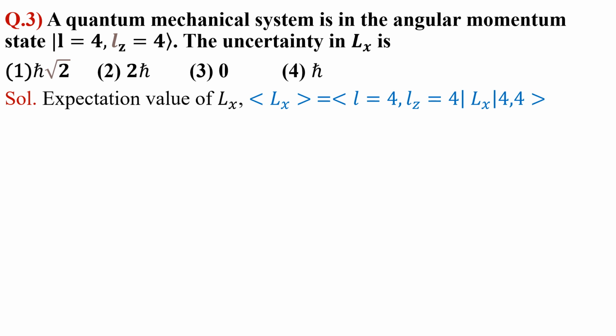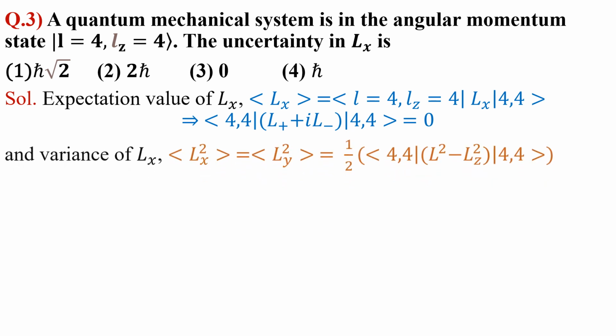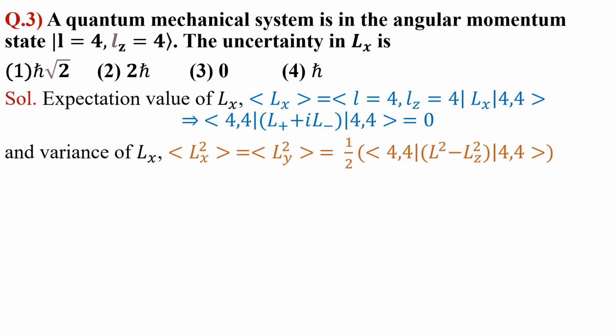The expectation value of Lx in the state L equals 4, Lz equals 4, where Lx can be written in terms of the lowering and raising operators, equals 0. The variance of Lx, which is Lx square equals Ly square, equals half the expectation value of L square minus Lz square.